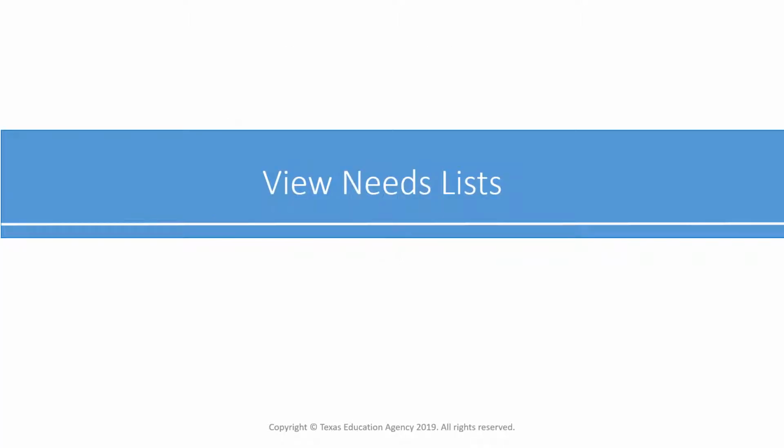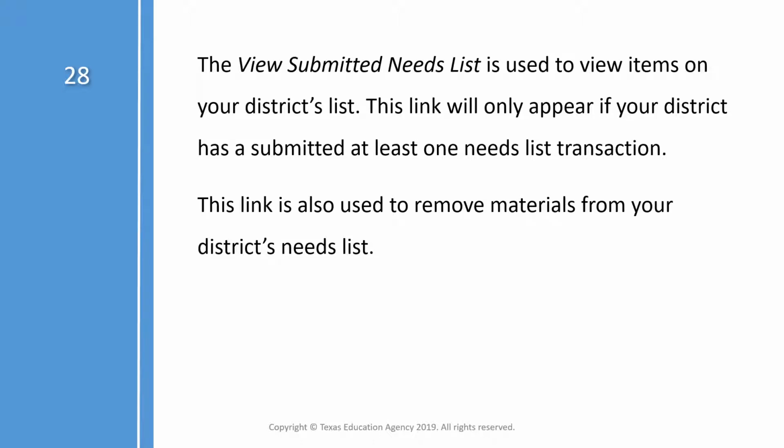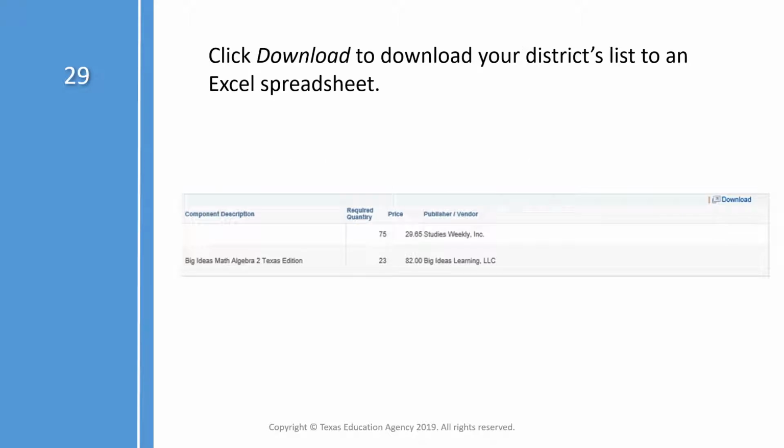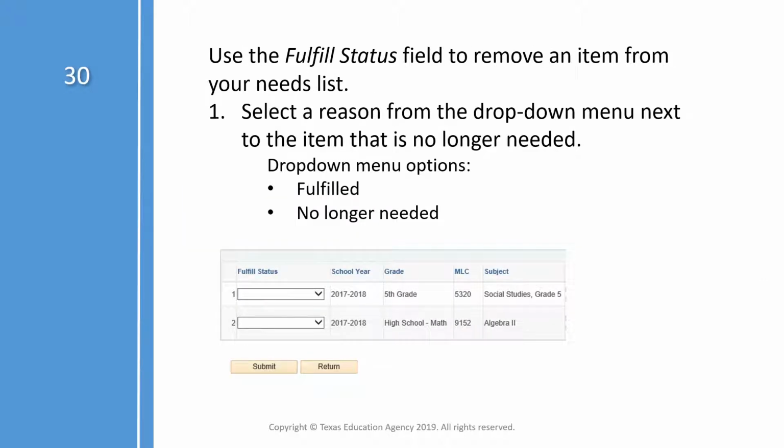View Needs Lists. The View Submitted Needs List is used to view items on your district's needs list. This link will only appear as active if your district has submitted at least one needs list transaction. This link is also used to remove materials from your district's needs list. Click Download to download your district's list to an Excel spreadsheet. Use the Fulfill Status field to remove an item from your needs list.